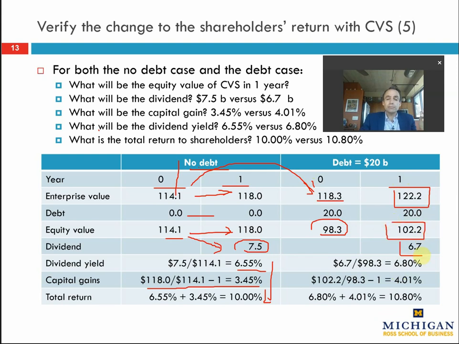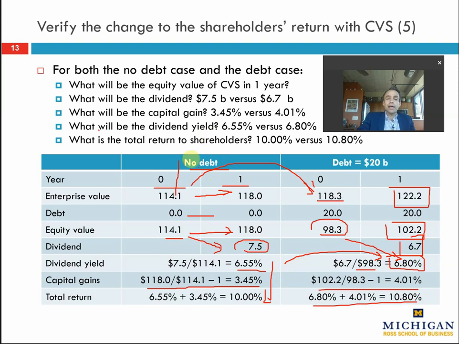The dividend's less than we had before because now we've got the interest payments. So in dollar terms, the dividend is lower, but in percentage terms, the dividend yield is higher, because of the lower equity base. The dividend yield for CVS with debt is 6.8%. The change in the equity value is 4.01%. That's our capital gains. And so the total return, if all the cash flows turn out as we anticipated, would be 10.8% for the shareholders.